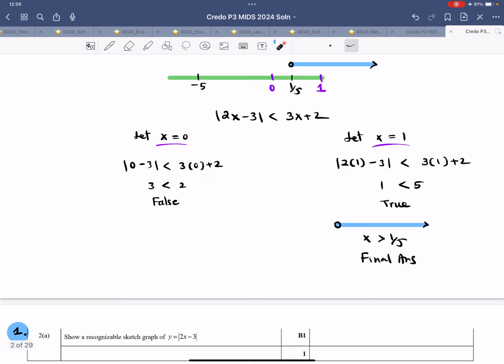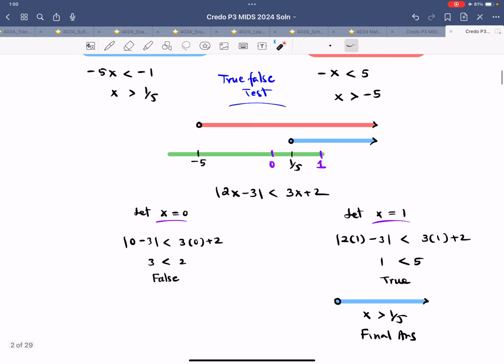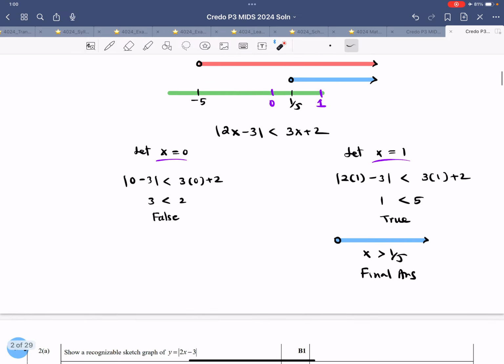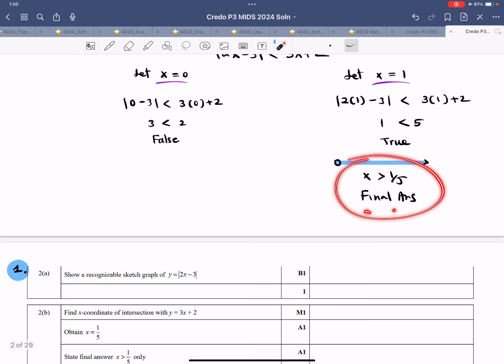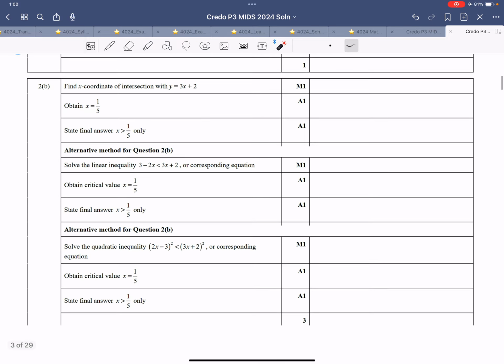What happens? We are getting 3 is less than 2. Is this true or false? Definitely it's false. And over here when I plug x equals 1, this inequality after plugging in is true. That means this portion of the graph is true, this portion of the graph is not. Therefore the final answer is this particular portion, x is greater than 1/5.